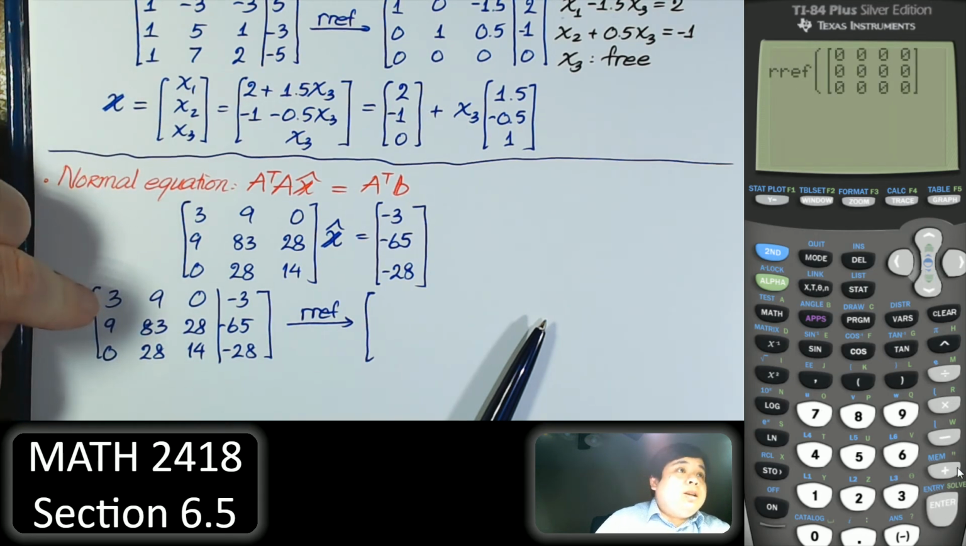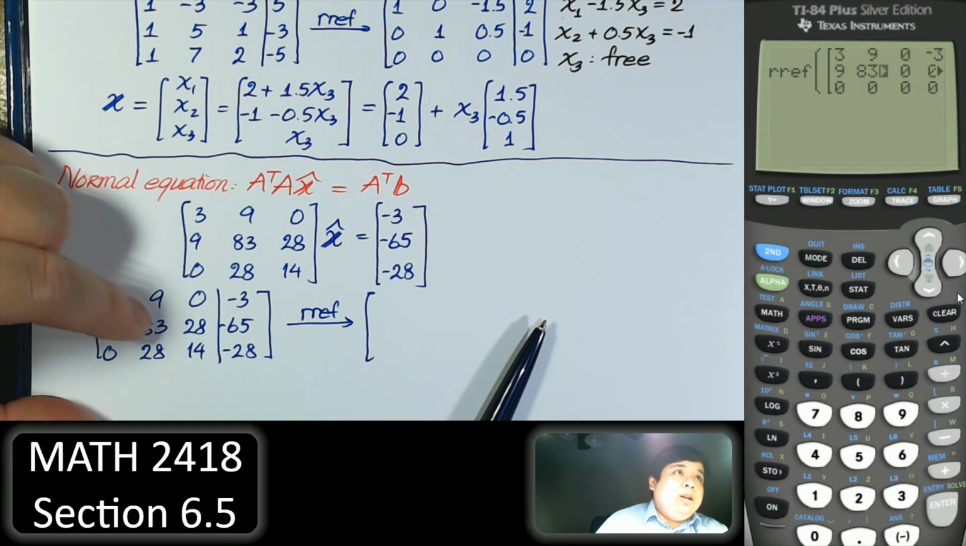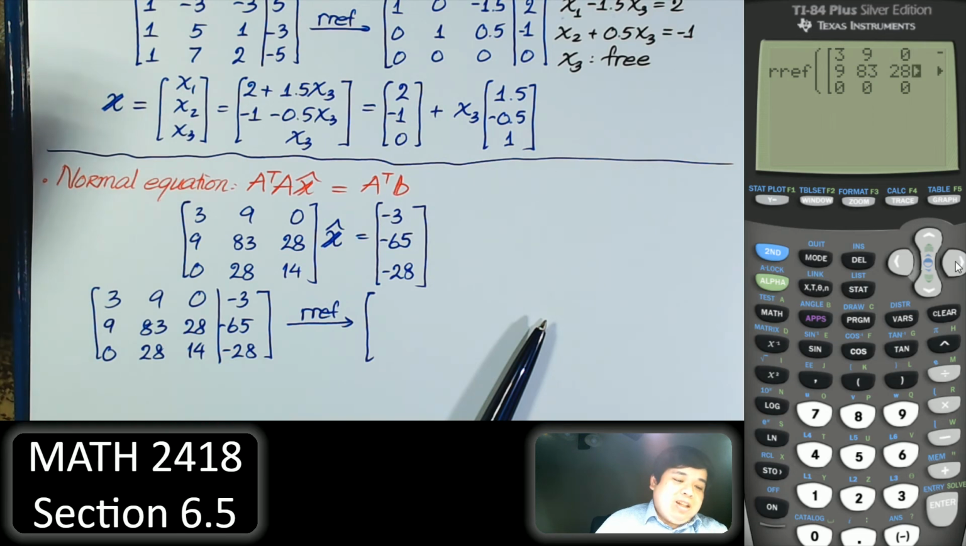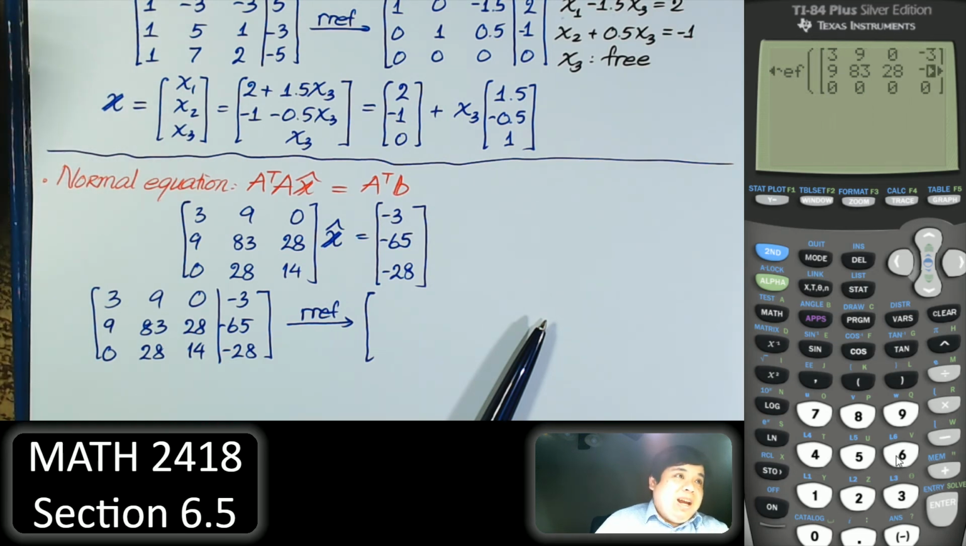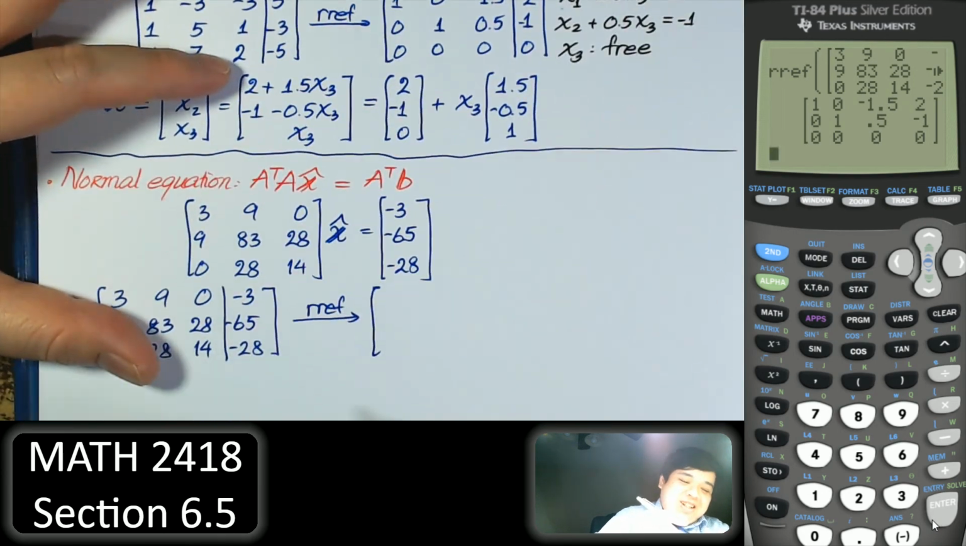These are the matrix 3, 9, negative 3, 9, 83, 28. Earlier I entered 38. That was not right. It came out very nice, but it's not the right answer, because we know for sure we should have infinitely many solutions, and it should be exactly like that.